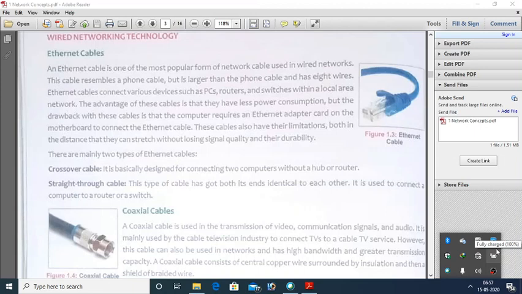This video is for class 8 networking. In the previous video we discussed what is a network, how many types of network, and features of network. In this class we discuss networking techniques, and which devices are used in creating a network.